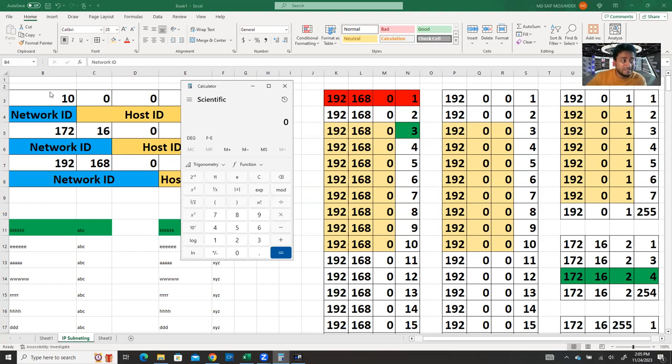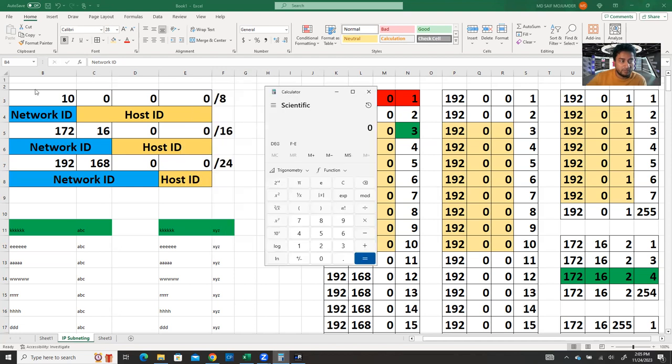So what is the n? N means the bit number. Whatever we are counting, the bit number. So 2 to the power n means how many bits? 8 bits, right? That is 256 networks you will be able to create with the class A. If your format is class A, then you'll have 256 types of network.